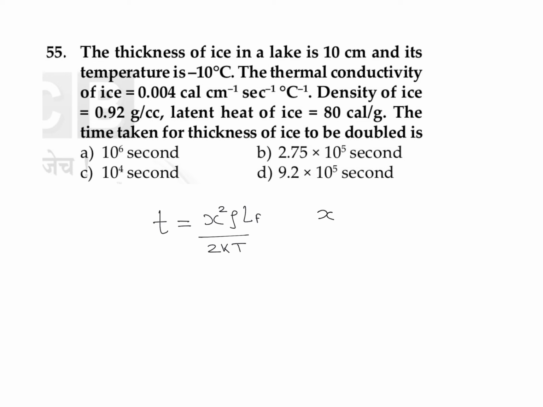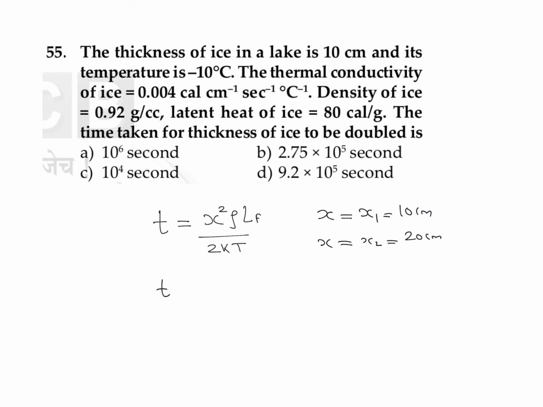Initially thickness was, let's say, x1, which is equal to nothing but 10 centimeter, and after that the thickness becomes x2, that means its thickness is doubled, so we can write it is going to be nothing but 20 centimeter. So we have to find out the value of time taken to double its thickness.